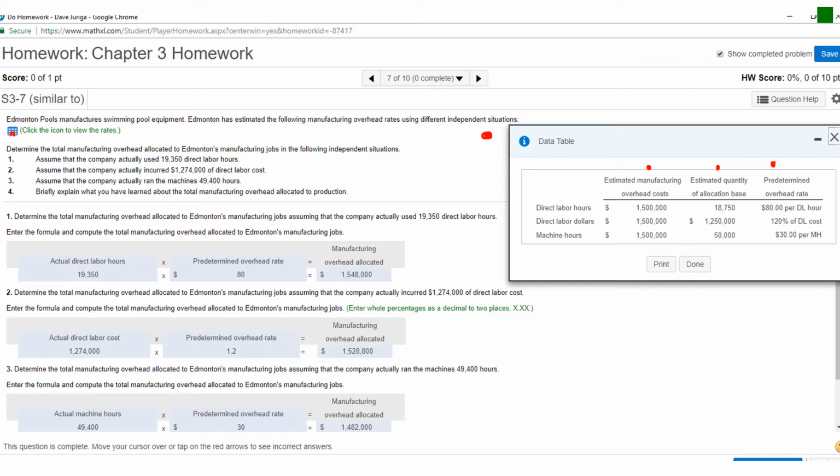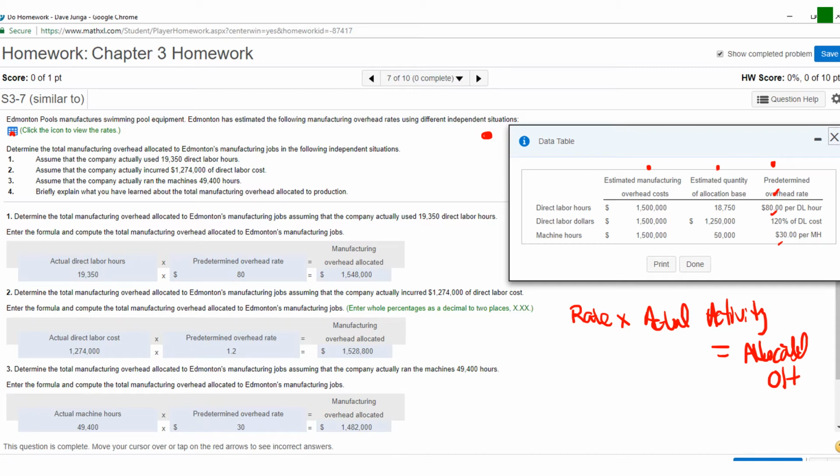So here are your rates, and remember how you assign overhead costs. Once you have the rate, you take the rate times the actual activity, and that's going to be your allocated overhead. That's usually how you do it. So you've got $80, 120%, and $30, and under the 3 scenarios, they're going to have you change the base.